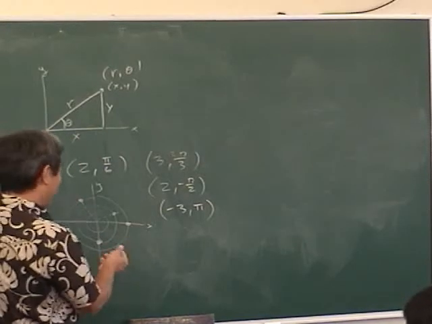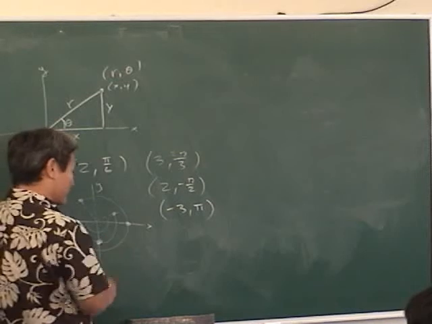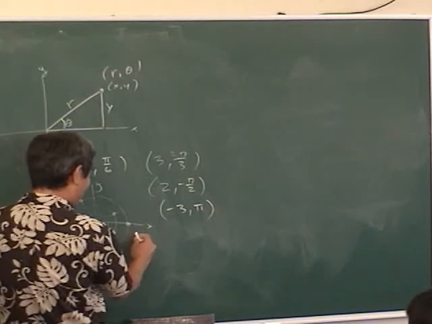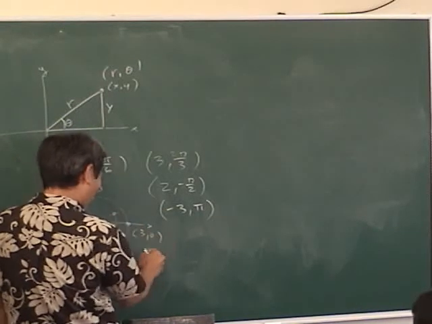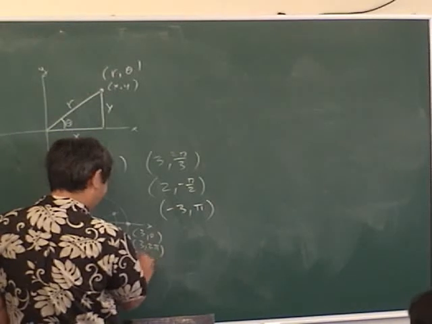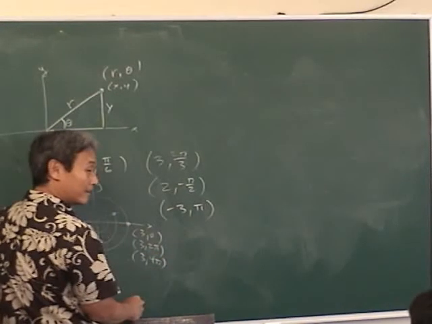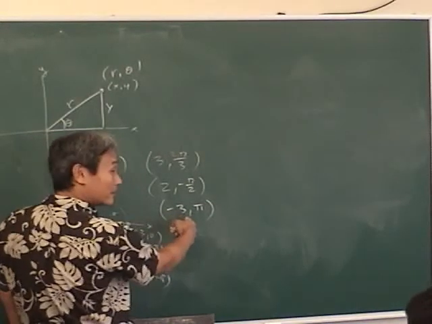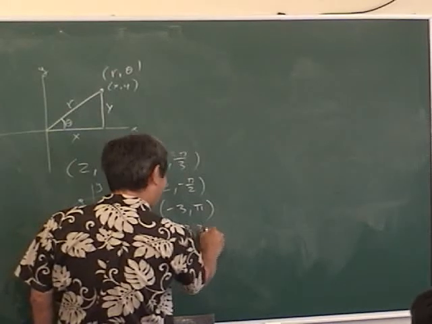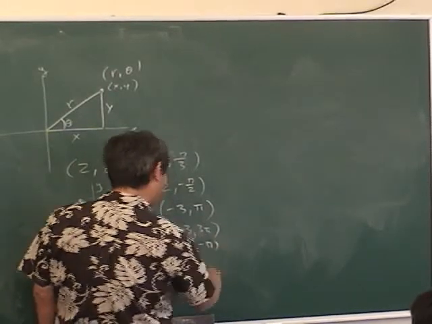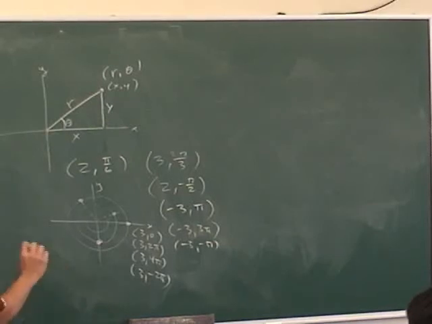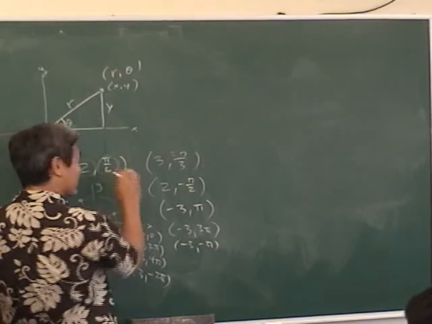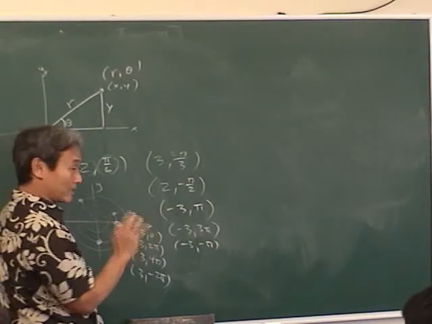So you can see right away, how many ways are there of labeling a point using the polar coordinate system? Infinitely many. How would you label this point? You could go (3, 0), or (3, 2pi), or (3, 4pi), or (-3, pi), or (3, -2pi), or (-3, 3pi), or (-3, -pi), and so forth. So there's an infinite number of ways of labeling a point. However, the most common way is r positive and the angle between 0 and 2pi, but you don't have to, that's just the most common.